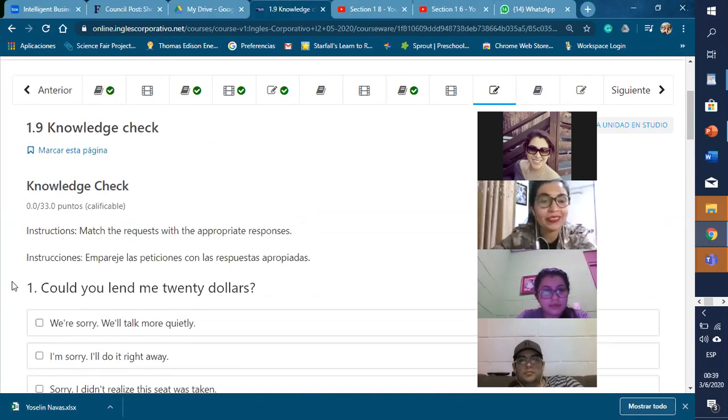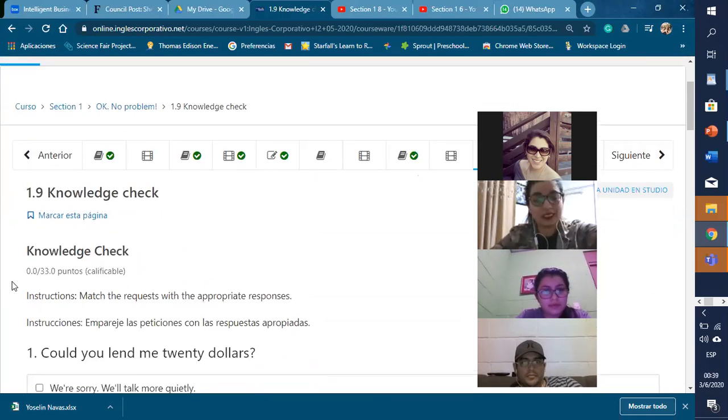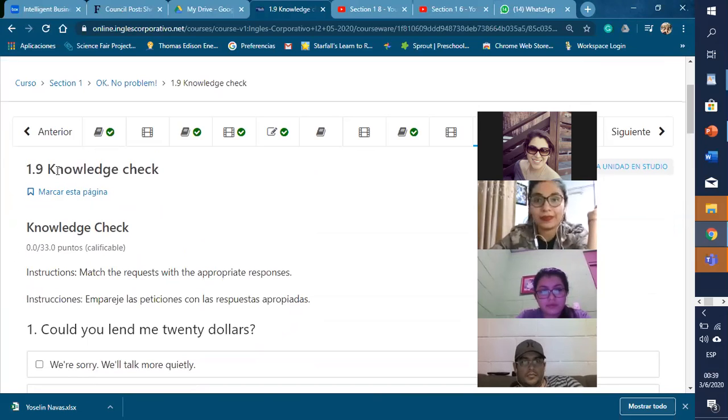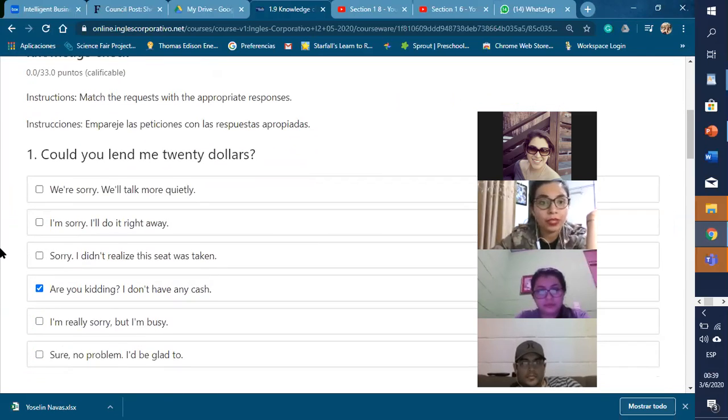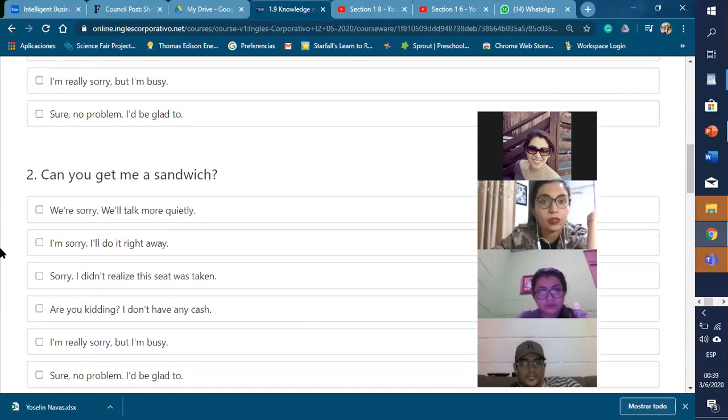Yeah, that works. So everybody should be on the platform and be on section 1.9 right now. Let's do this exercise together. Thank you, Alexandra. Number two.